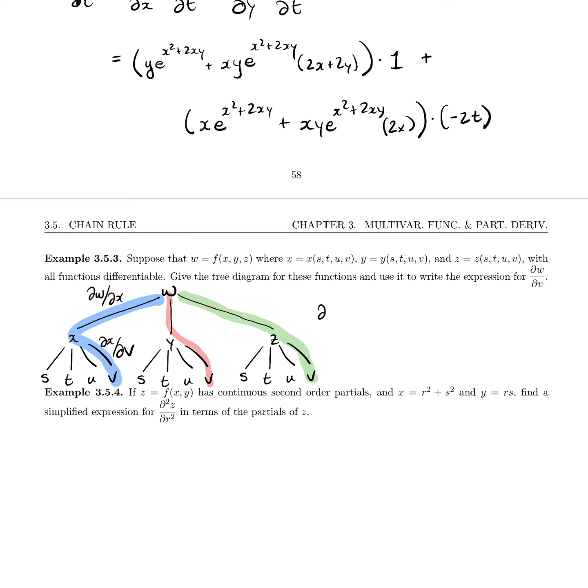So if we want del w del v, then we want to follow these branches down and sum them up. So we're going to have del w del x times del x del v plus del w del y times del y del v plus the last branch down del w del z times del z del v. And there is the expression for the first partial of w with respect to v in terms of the chain rule.